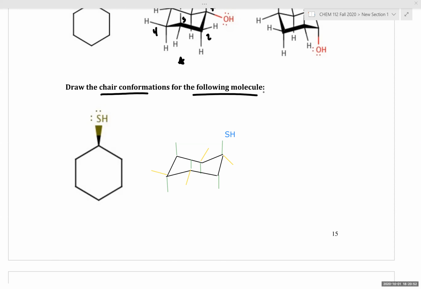Would someone like to propose the other chair conformation? So after a ring flip, what would the other chair conformation look like? Let's try to get another student providing the alternative chair conformation after a ring flip. What would it look like where we bring carbon number 1 down and carbon number 4 up? What would the ring flipped form of this structure look like?